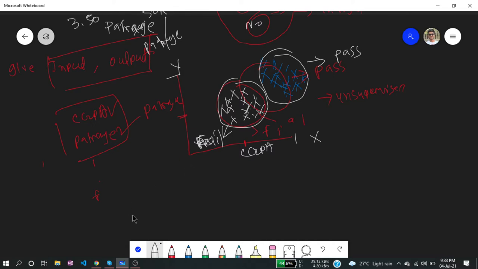But there might be some outliers also. Do you know about outliers? Yes. There might be some outliers because some people's package would be high but their CGPA would be low, so these people will be here. And there might be some people whose CGPA would be high but package low, so these people might be here. So these are outliers. In every data set, there might be some outliers.